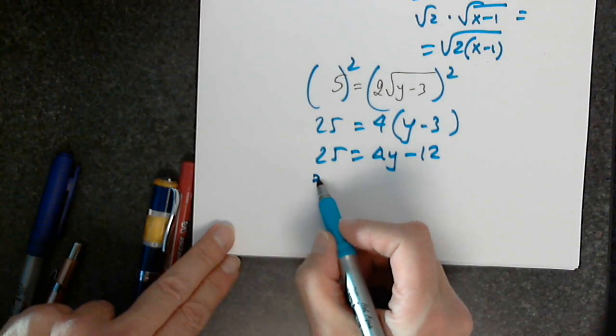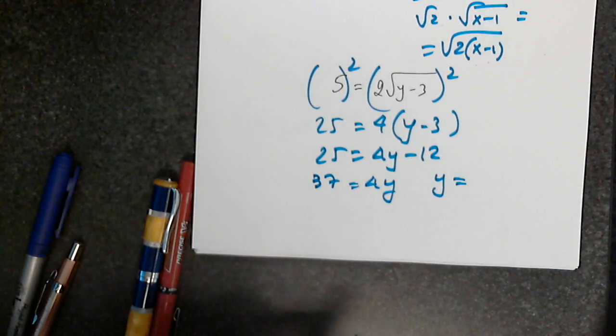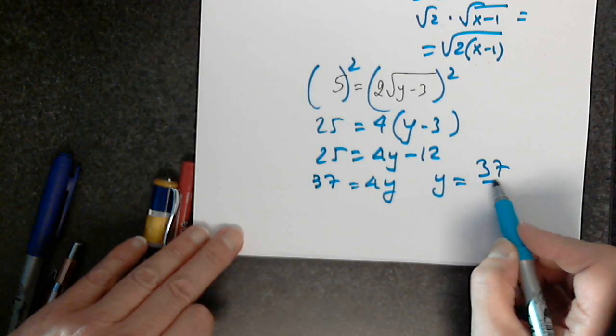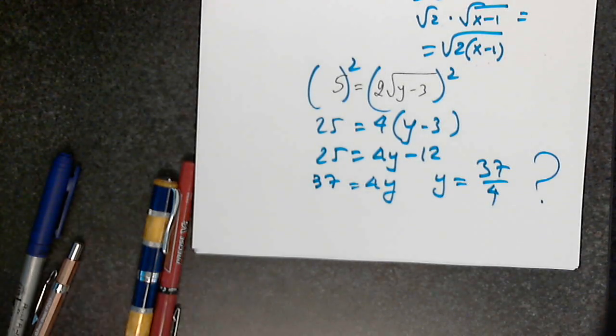So I get 37 equals 4y. So y appears to be 37 over 4, but it comes with a big question mark. So what do I have to do next? Yes. So let's plug it in. I'm still in chapter 6. Very good.